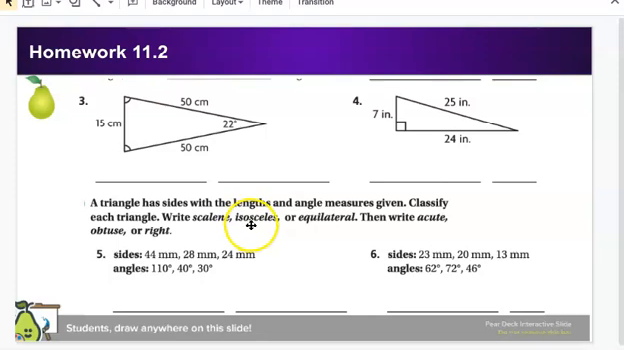And does it have just acute, obtuse, or right angles? Well, there are no right angles, because see, there's the right angle symbol. And I can tell these are not greater than the square, so I know this is all acute. So let's take a look at this real quick.